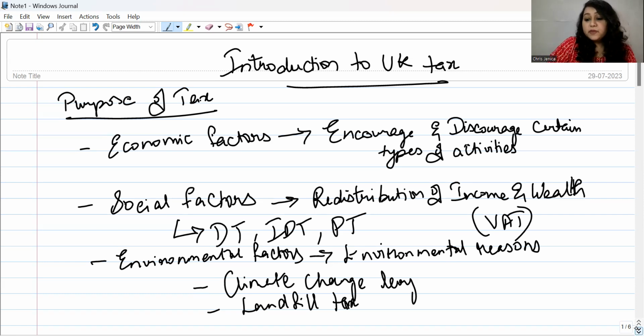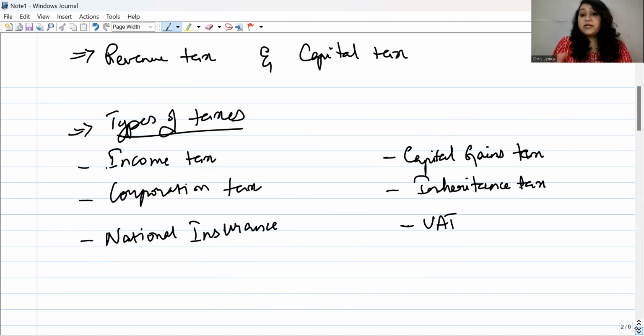Then, going forward, we will be looking at the different types of taxes as per the UK system. First of all, you have to distinguish between the revenue tax and a capital tax. Revenue tax is the tax payable on income, and capital tax is the tax payable on capital gains and wealth. Normally income tax is the levy or tax payable on individual incomes. So this is normally a revenue tax, and as already said, this is a direct tax.